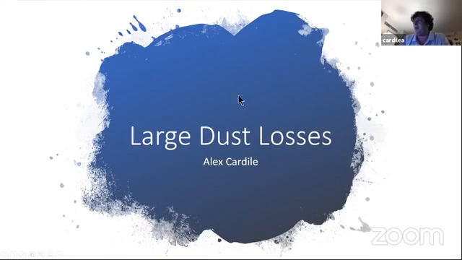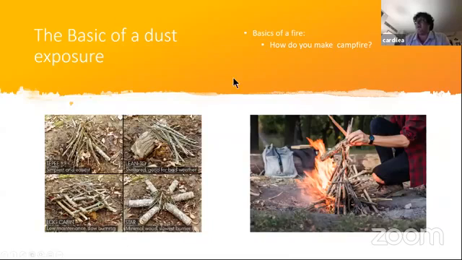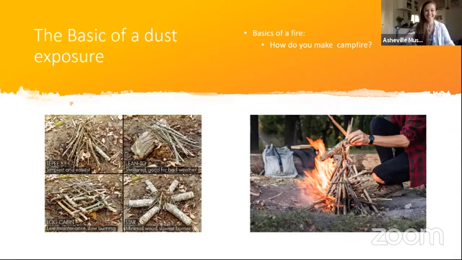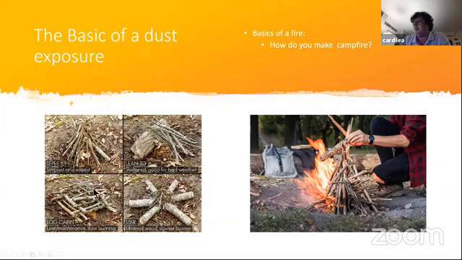All right, large dust losses. So here's the basics of a dust explosion. I know for the most part, when you see a pile of dust, you don't think, wow, that looks like it can explode. I'm just going to start by going over the basics of a fire. When you make a campfire, there are many basic techniques: teepee, lean-to, log cabin, and star. I'd never seen a star before this, but as you can see in every single one of them, it starts by burning the smaller stuff first, so then you can get the larger stuff on fire. And then as you can see on the right, once it gets going, you're good to go.